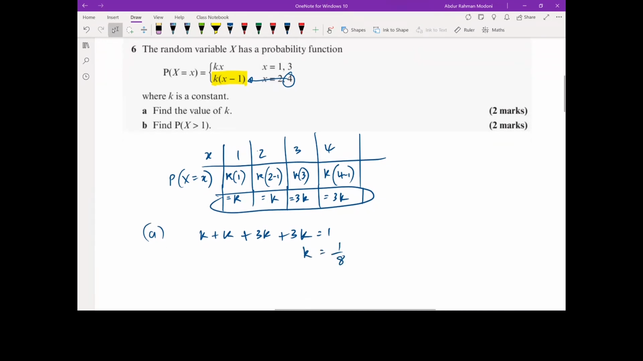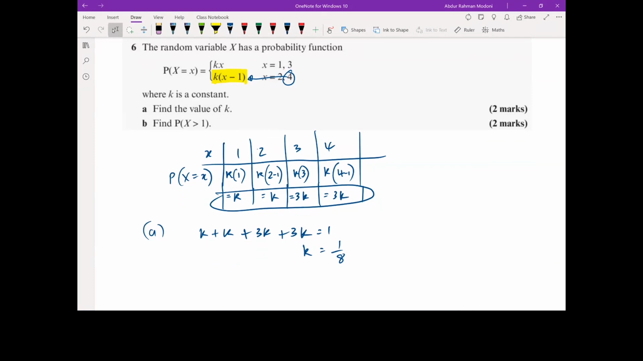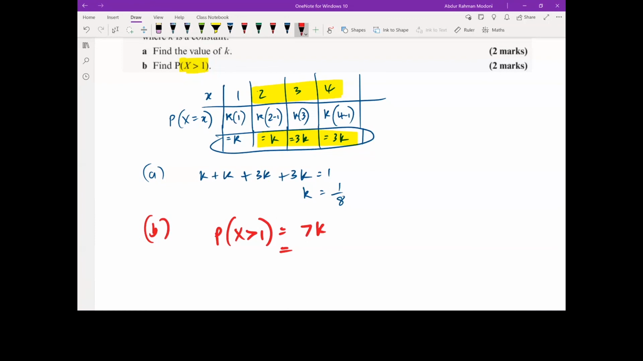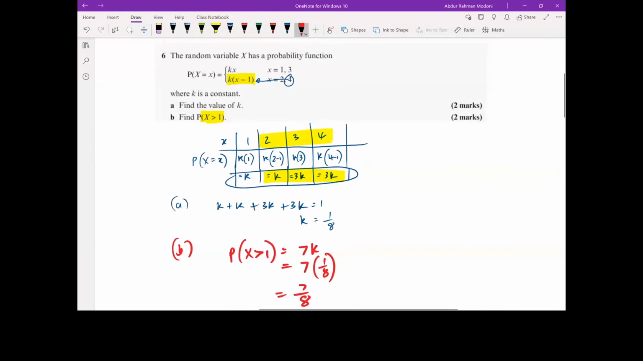Then it goes on to say find the probability that x is greater than 1. Well, let's understand what it's asking here. X is greater than 1 means we're looking for when the x value is greater than 1, i.e. it could be 2, 3 or 4. So 2, 3 or 4 is representing this. So we're looking for the probability of all of those. So k plus 3k plus 3k, which is 7k. So part B, the probability of x being greater than 1 is equal to 7 lots of k, but we already know what k is, so it's 7 lots of 1/8, 7/8. Okay.